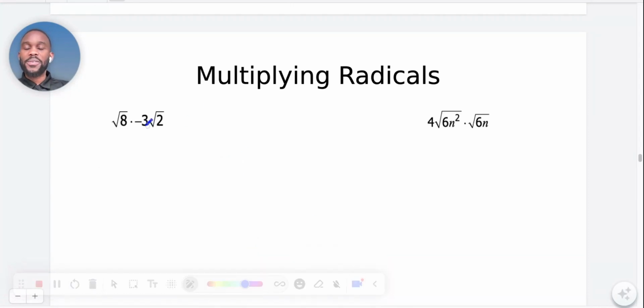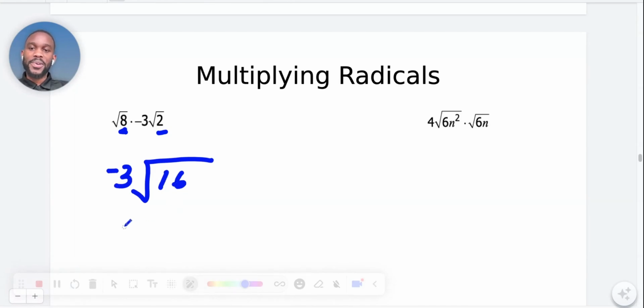Okay, so if you look at this, what is inside is 8 and 2. Multiply them together, you get 16. Leave them inside. And then what is outside is 1 times negative 3. And this is negative 3. So, but the square root of 16 is what? 4, right? Okay, so this is the same as negative 3 times 4, which gives you negative 12.